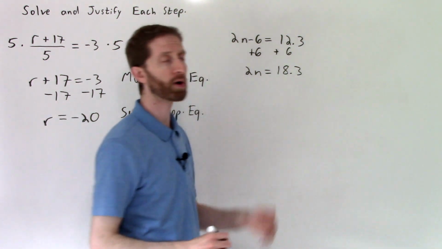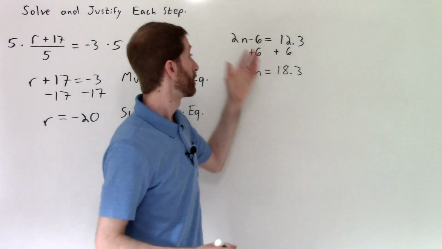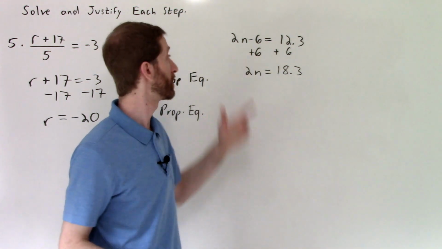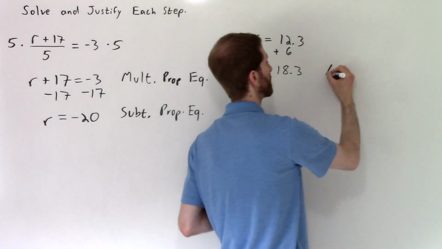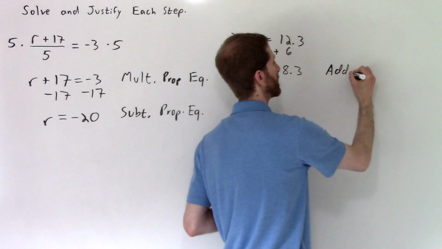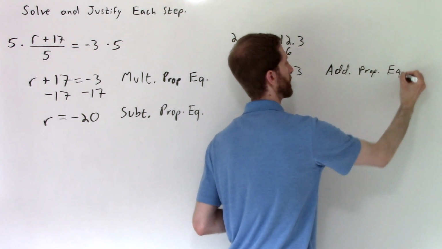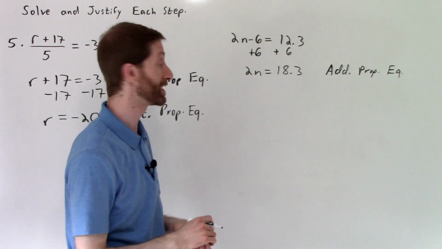Now the justification part again answers the question of, what did I do to get here? How am I allowed to do that? Well, I added 6 to both sides of the equation to undo subtraction of 6. I used the addition property of equality. So you're going to see a theme here. I'm going to abbreviate that, addition prop of equality. Again, your teacher might want you to write that out formally or maybe not. It's up to each teacher.